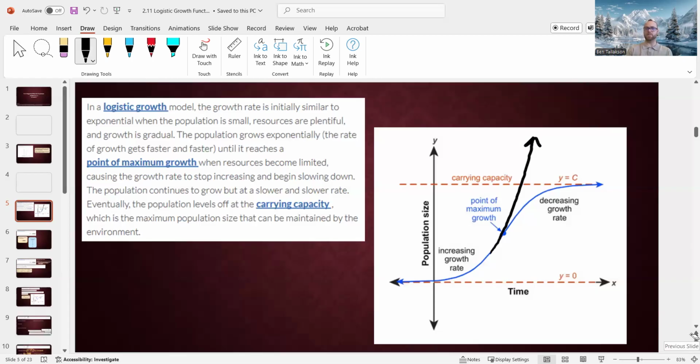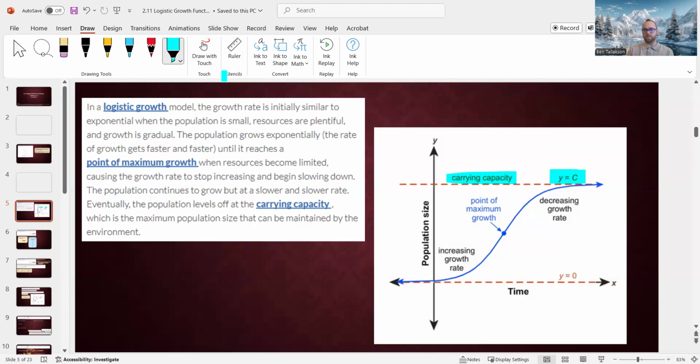The population continues to grow after the point of max growth, but at a slower rate. And eventually the population levels off at the carrying capacity. So this is one of our keywords, carrying capacity. It's at y equals c. We haven't learned what c is yet, but you're about to.